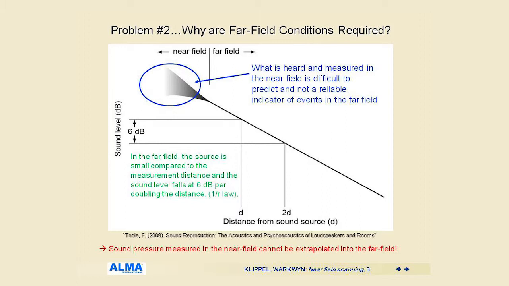In the far field, the source is small compared to the measured distance, and the sound level falls at 6 dB per doubling the distance. This is the inverse square law. The inverse square law does not apply in the near field. As a consequence, sound pressure measured in the near field cannot be extrapolated into the far field.